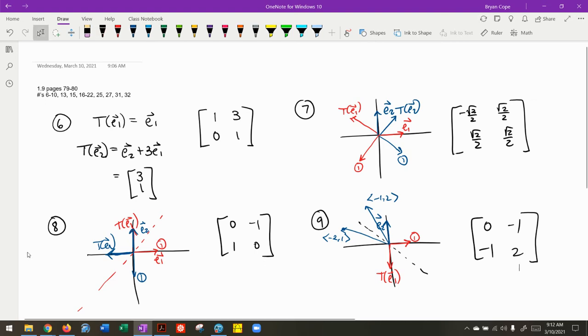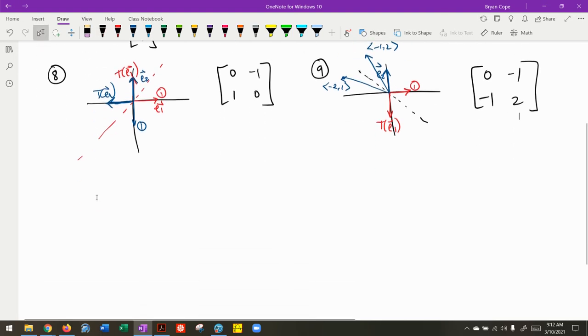They're done. Okay, number 10, and then on to 13 and 15. Okay, number 10, we've got a transformation that first reflects points through the vertical axis, then rotates pi over 2 radians. All right, this one will be easier.